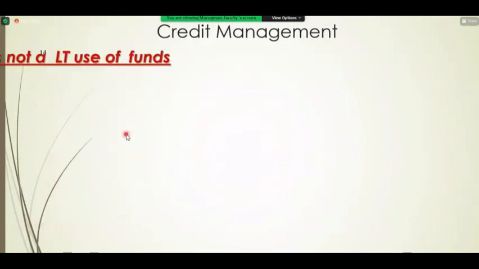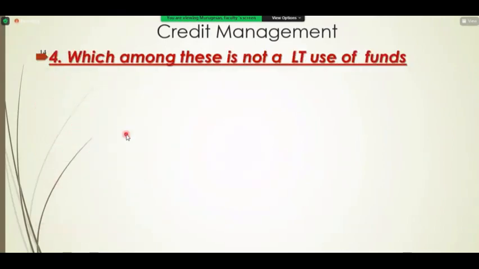Okay, question number four. Now I will leave it to you. One of you can answer quickly. Immediately you have to unmute, and never forget to unmute, because sometimes the background noise keeps coming. Which among these is not a LT use? In the analysis of the balance sheet there are two sources and two uses. Simple questions will help you check whether you have really understood the contents of the balance sheet.